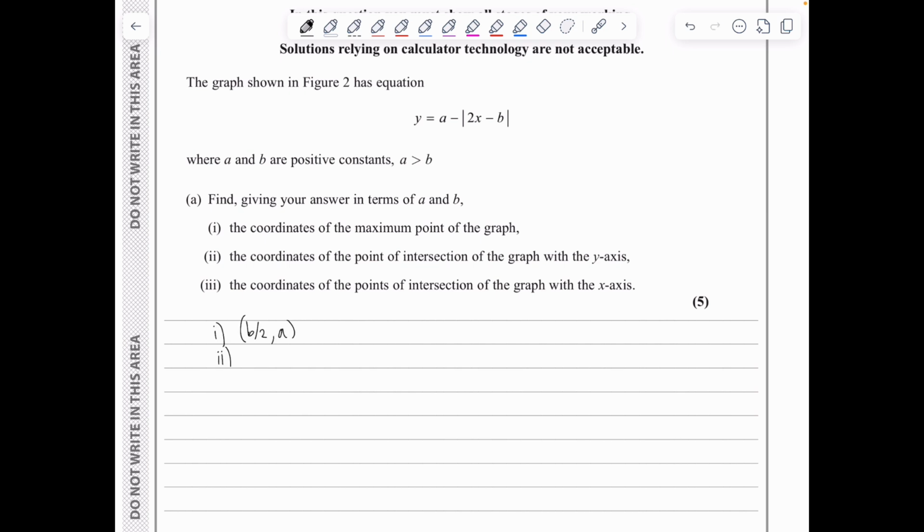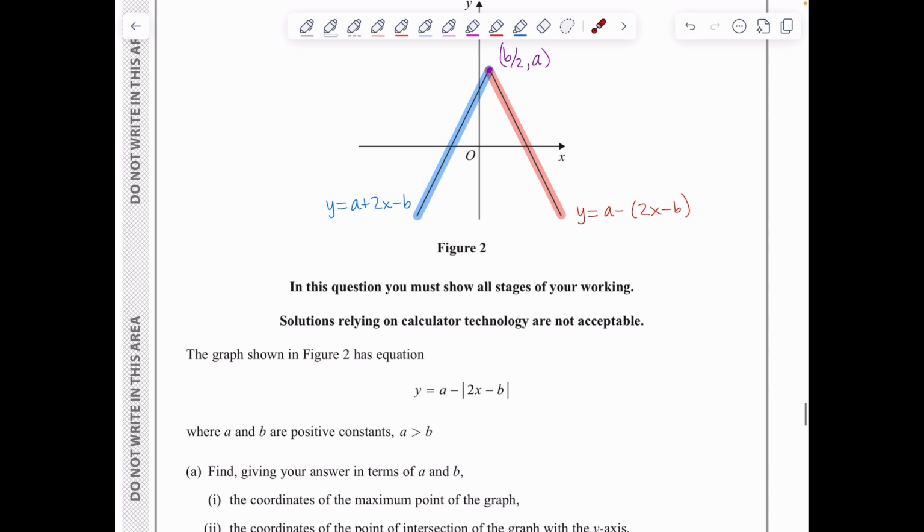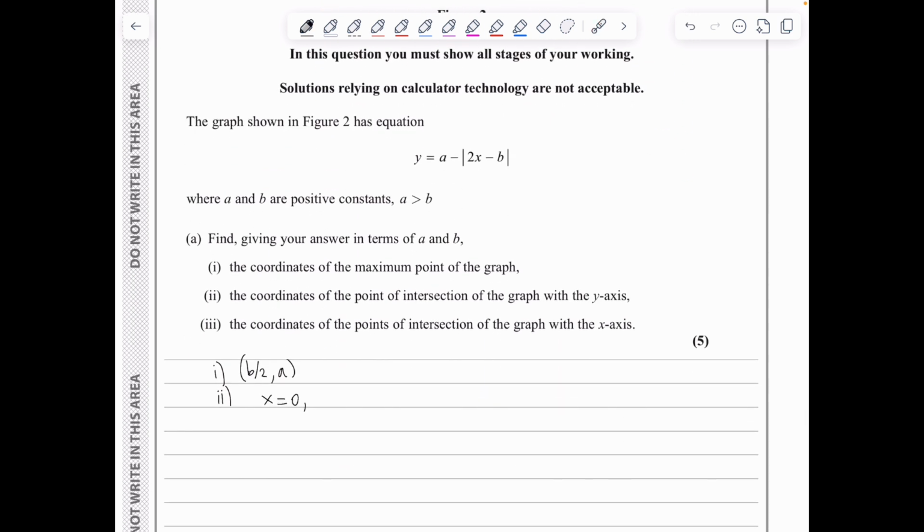Now for the cut on the y-axis, I will be putting x is 0 in the equation that cuts through the y-axis, so this part here. So we are looking at y being a plus 2 times 0 minus b, which is a minus b. So we are looking at 0, comma a minus b.